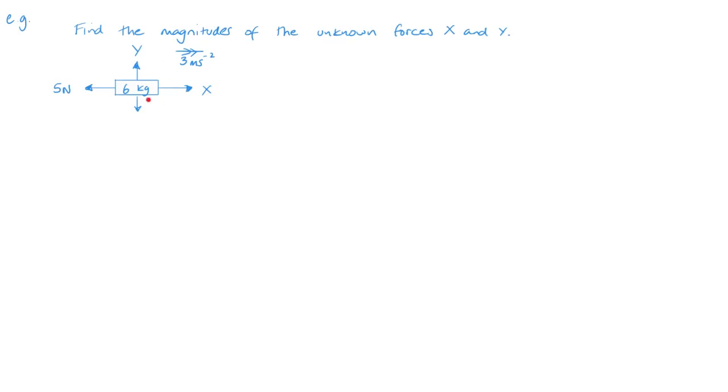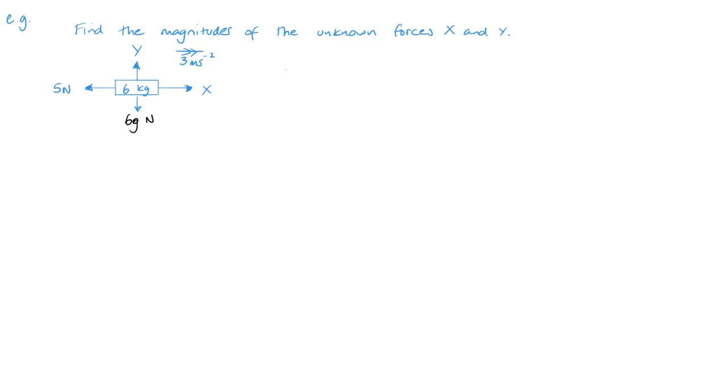So we've got an object here. It's accelerating to the right at 3 meters per second squared. We need to find x, we need to find y. This force going down is the weight, which is 6g newtons. Now we need to resolve basically in two directions.